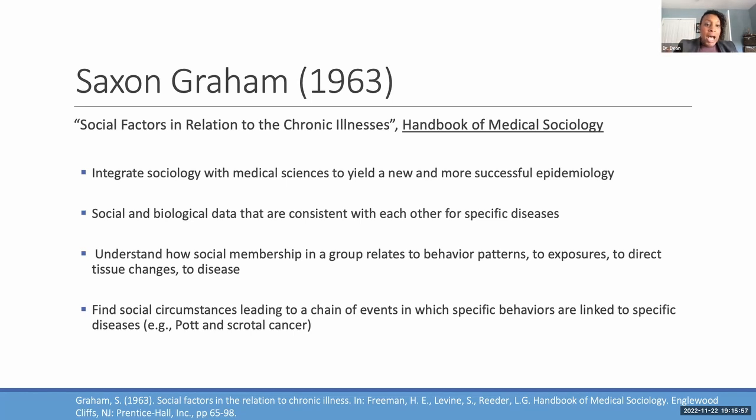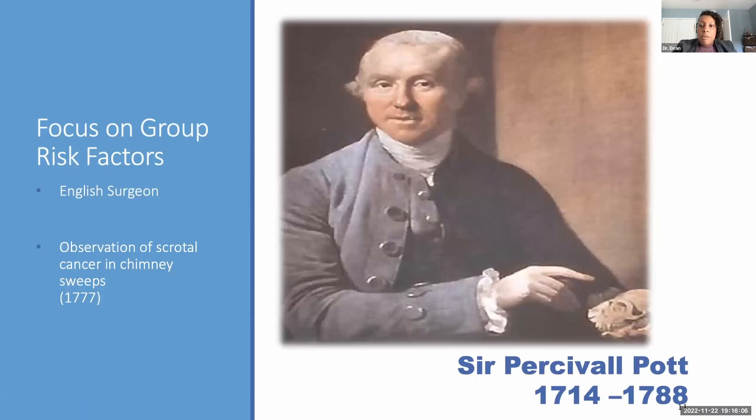Percival Pott is an example that Saxon Graham helped bring out. Percival Pott was an English surgeon who did some work in the 1700s on scrotal cancer in chimney sweeps. And he talked about something that he called the chimney sweep's carcinoma. He said, it's a disease which always makes its first attack on the inferior part of the scrotum, where it produces a superficial, painful, ragged, ill-looking sore with hard rising edges.